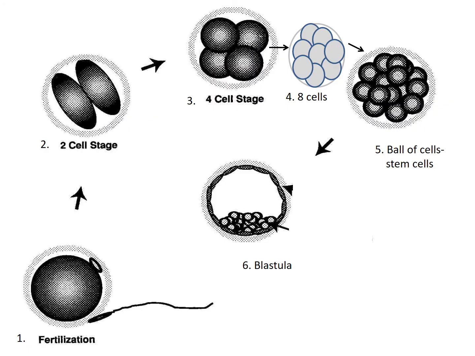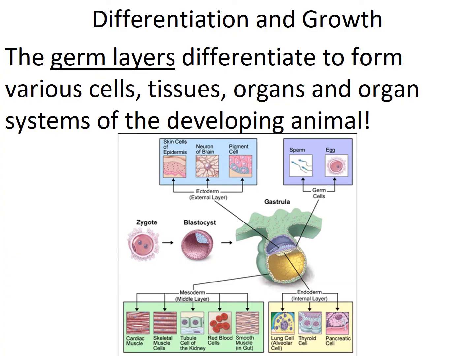So this is another picture to show you egg and sperm make cells and they keep on going and going and going. So the differentiation and the growth: the germ layers differentiate to form various cells, tissues, and organ systems developing in the animal.